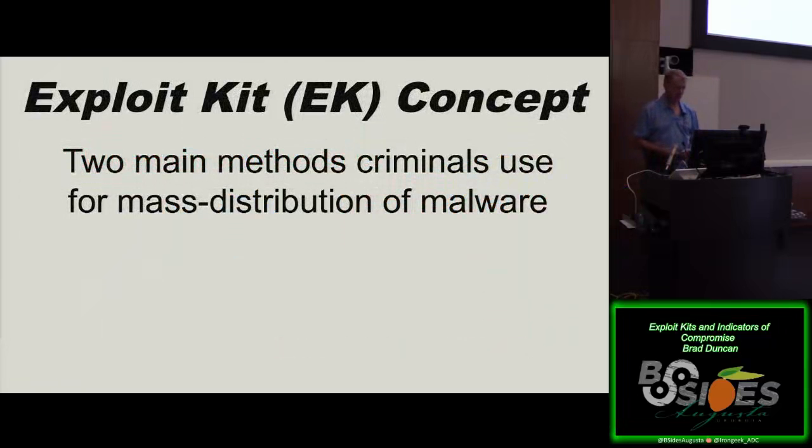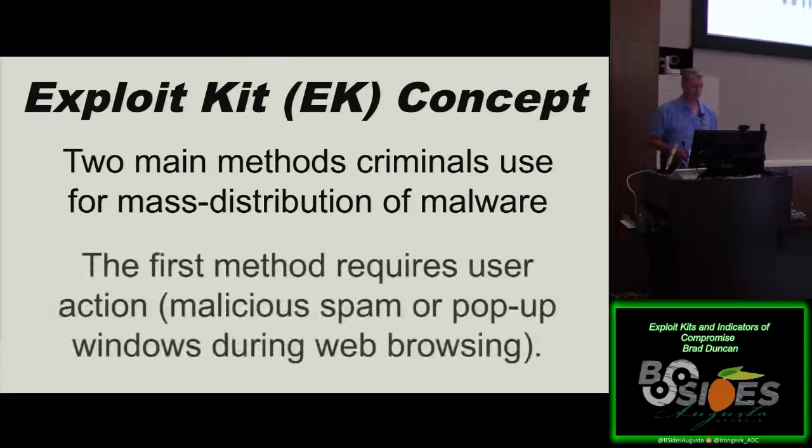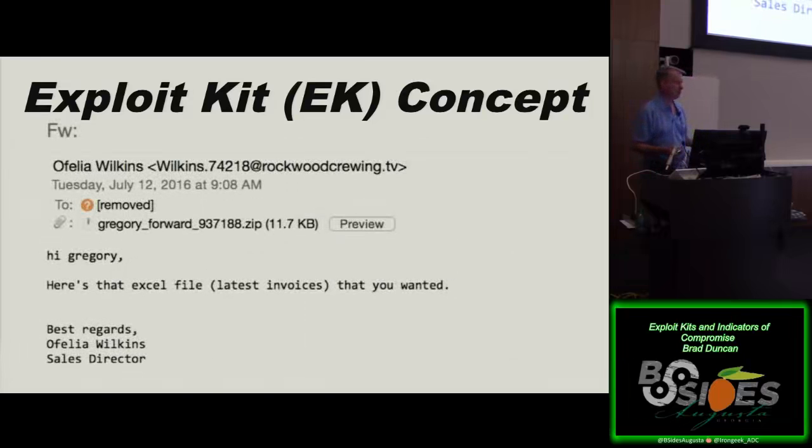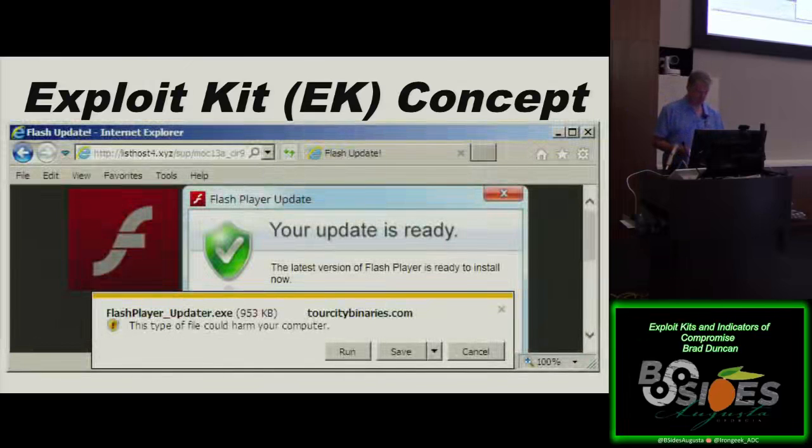So first things first, in order to understand the exploit kit concept, you have to understand that there are two main methods that criminals use for mass distribution of malware. The first method requires user action, which is malicious spam or pop-up windows during web browsing. Here's an example of malicious spam. It's a zip file attachment. You open it up, and that's not an Excel spreadsheet at all. The other one is the pop-up windows that you'll see during web browsing.